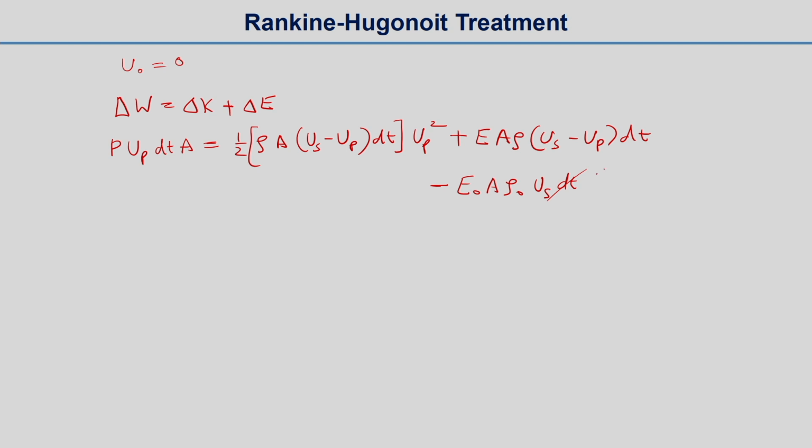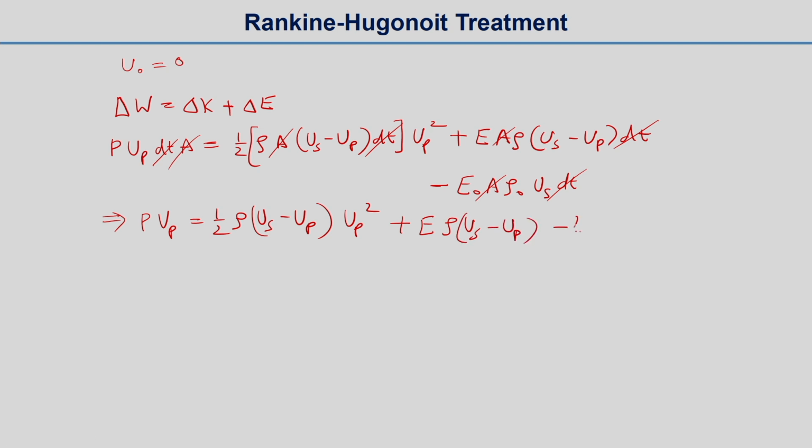Now we can cancel out the dt in every term, and also A, the area, in every term. So finally this will look like: half of rho (Us minus Up) Up square plus E rho (Us minus Up) minus E naught rho naught Us.